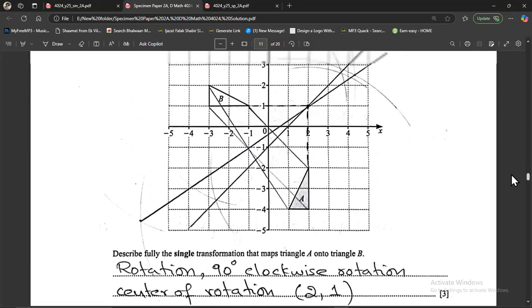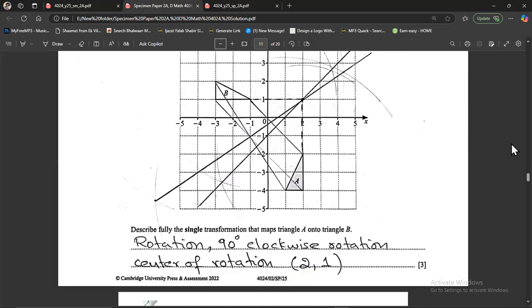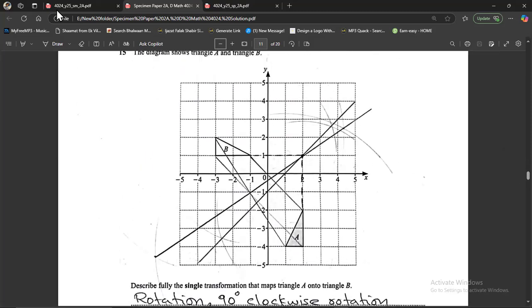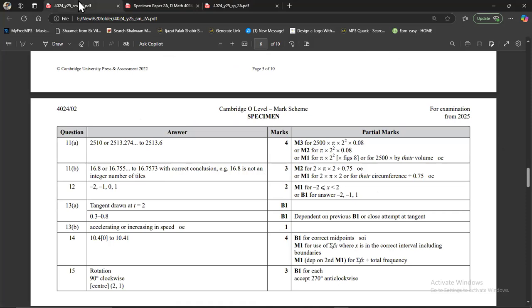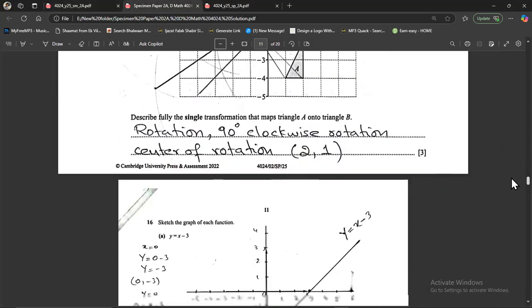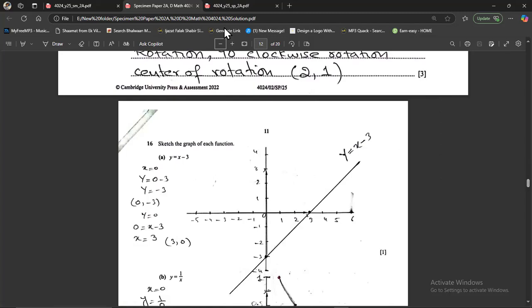It's a little heavy question because you have to do the construction. You do it yourself, then you actually get this. So rotation 90 degrees clockwise. Center of rotation is (2, 1). Our answer is right. Okay. So we are going to the next question.